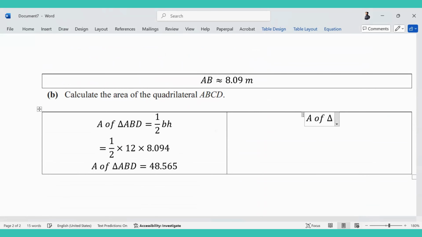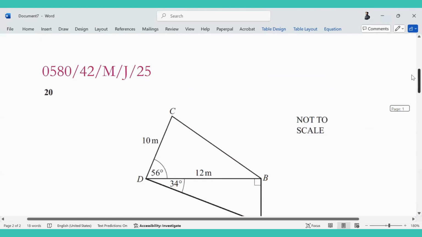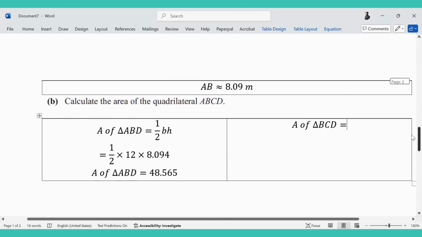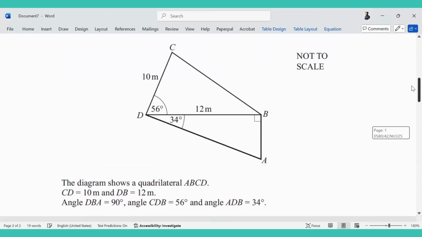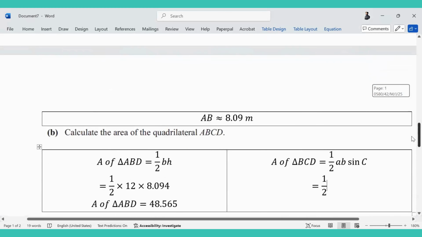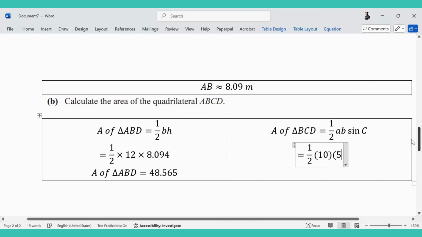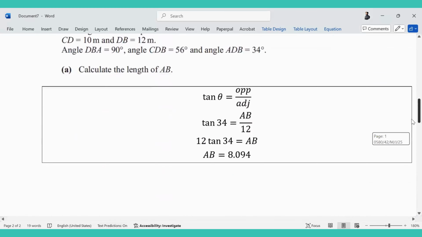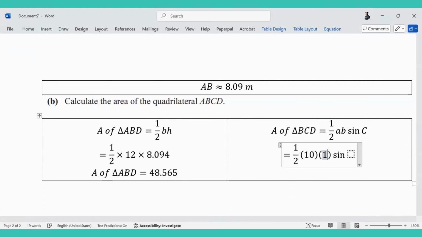Then area of triangle BCD. It is not a right triangle and I do not have the height, so I'll be using area is half ab sine C. In this one, I need any two sides and the angle between those two sides. So I'll be using one side as 12, the other 10, and the angle between them is 56. So half, 10, 12, and sine of 56.